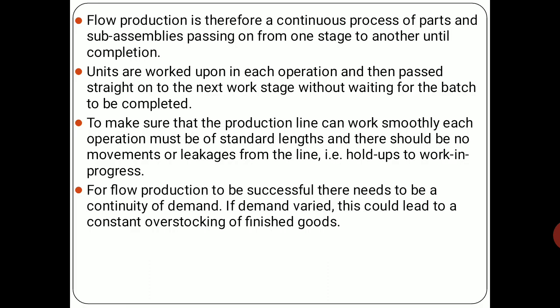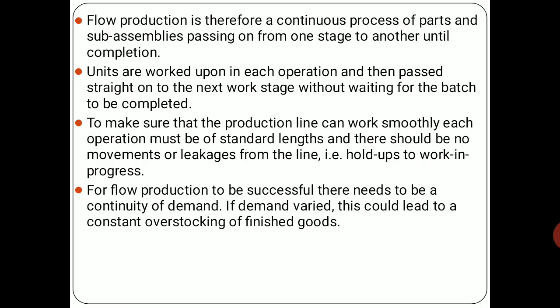Units are worked upon in each operation and then passed straight on to the next work stage without waiting for the batch to be completed, like we did in the batch production. If the whole batch gets completed, only then the next batch can be taken up. Here you don't need to wait, it's on a continuous basis. One by one the product is getting produced, and that is why we can have a high volume of goods there. To make sure that the production line can work smoothly, each operation must be of standardized length, and there should be no movement or leakages from the line. That is, the hold up of the work in progress should not be there.